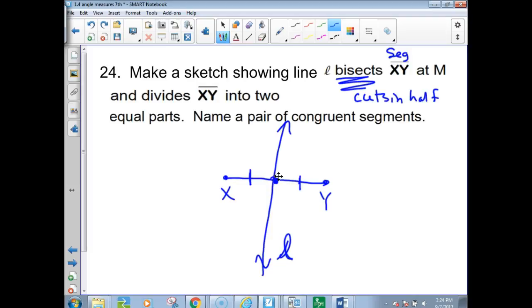Now, the congruent segments, and that's where the meeting is at M. So they'd be segment XM is congruent to segment MY. Those little flashes mean congruent.